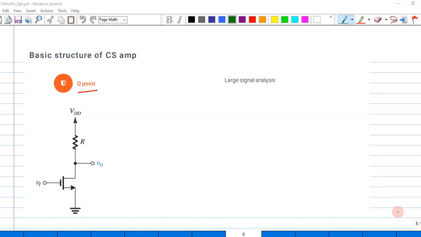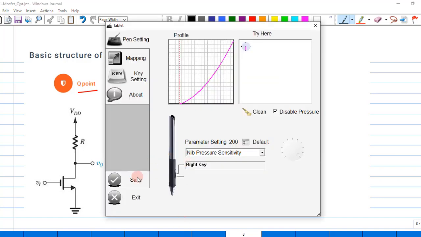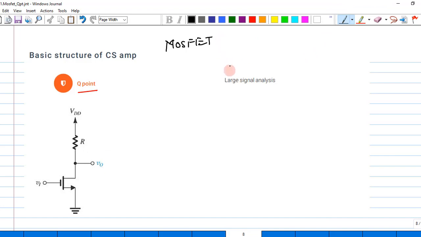So in the last class, we were talking about the MOSFETs. I'll just list out what we have done. We were looking into this MOS structure, and we had also spoken about the regions of operation, right? Along with it, we also looked at the current equations, the drain currents in each of these regions. After this, we were looking at this CS amplifier with a resistive load, right?